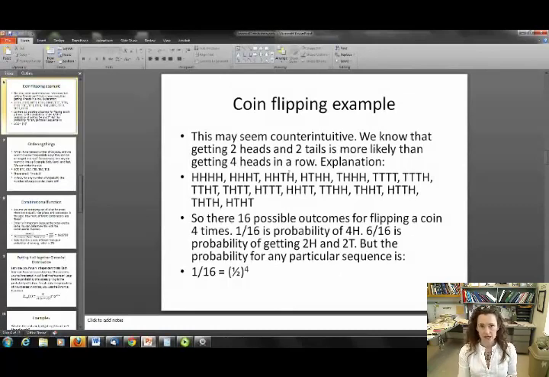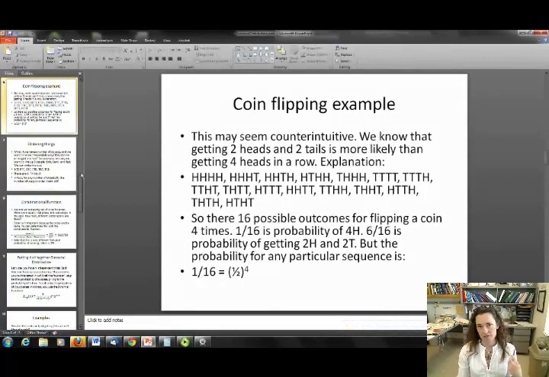However, it doesn't change the fact that the probability for getting any particular sequence is 1/2 to the 4th power, which is 1/16, which is the same as the probability for getting 4 heads, okay? Which is the same, in fact, as any of these individual probabilities, assuming a fair coin.